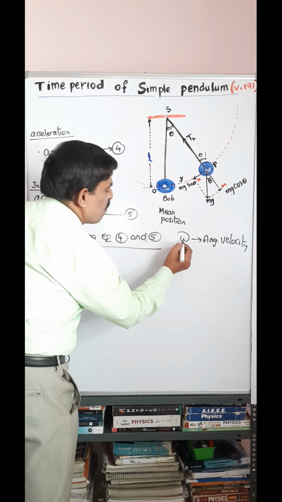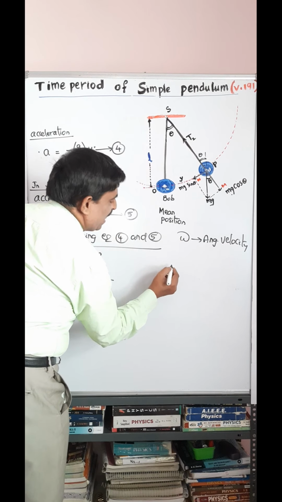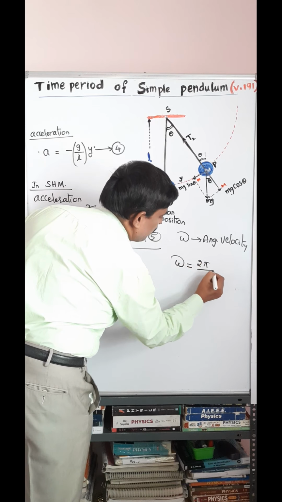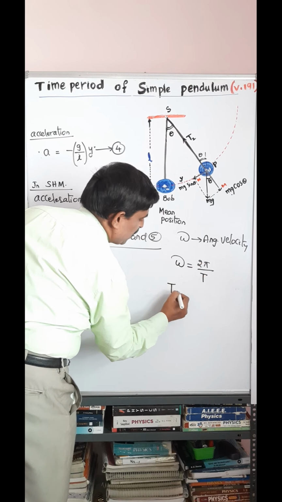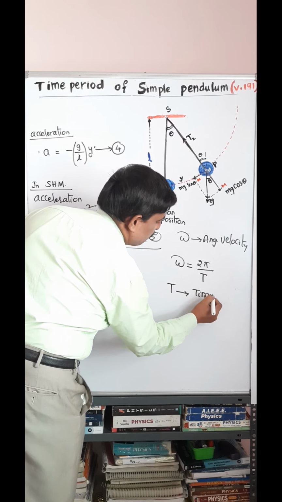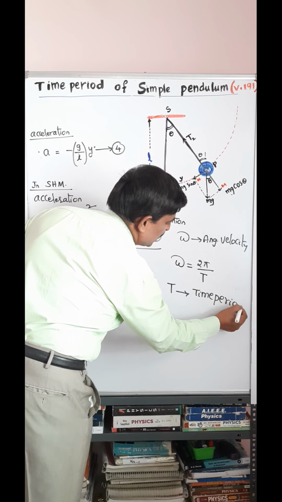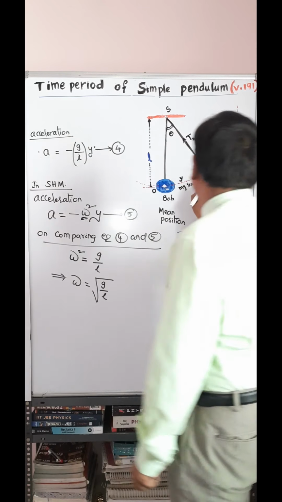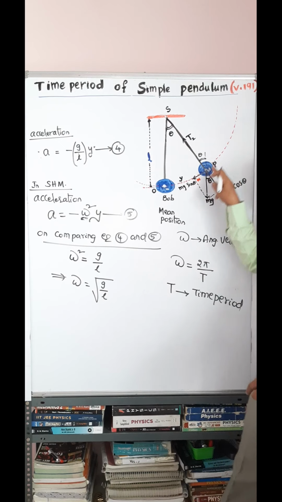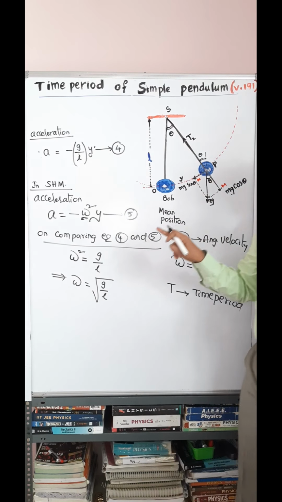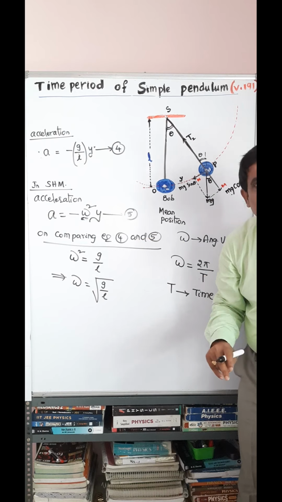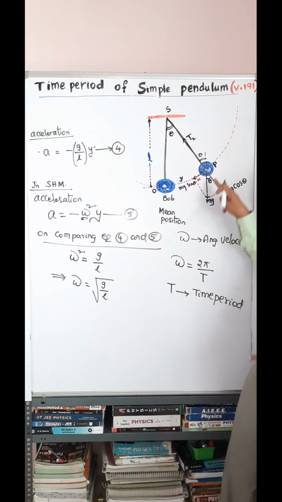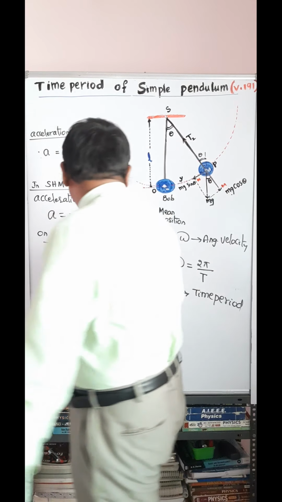We have one formula for angular velocity: omega is equal to 2 pi by capital T, where capital T represents the time period. Time period means what? The time taken by this simple pendulum to complete one oscillation, we call a time period.